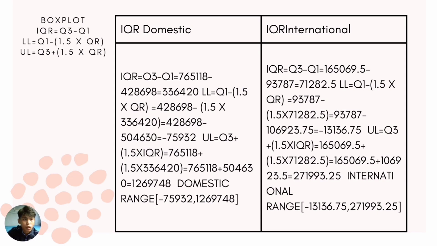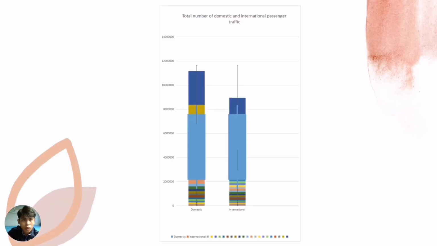Next, for finding the box plot, I use the formula IQR equals Q3 minus Q1. For LL, Q1 minus 1.5 times IQR, and UL, Q3 plus 1.5 times IQR. And this is the result that I get. And next, this is my final result. I use the box plot to do this plotting.